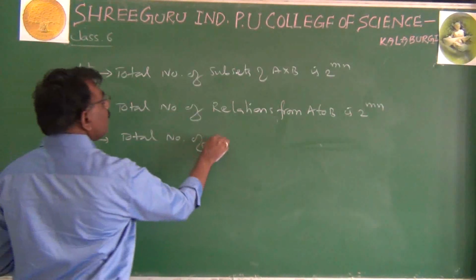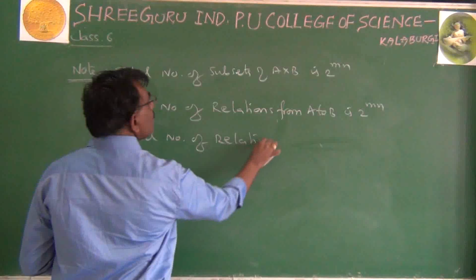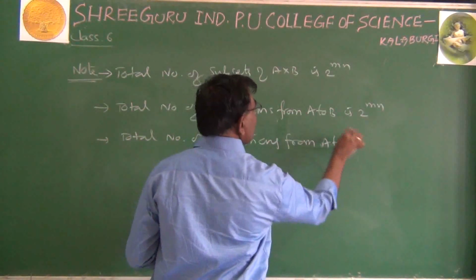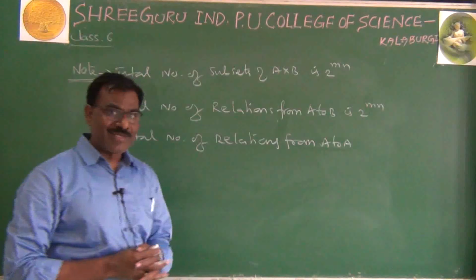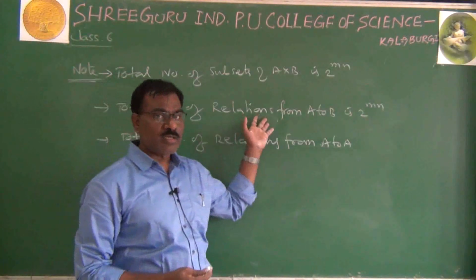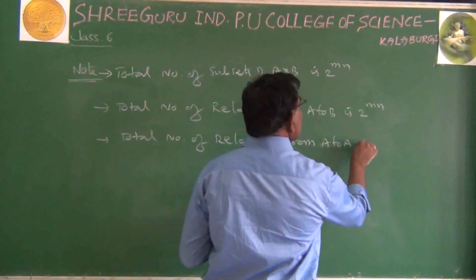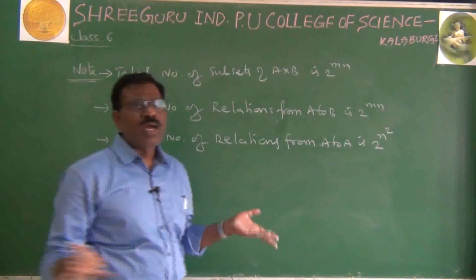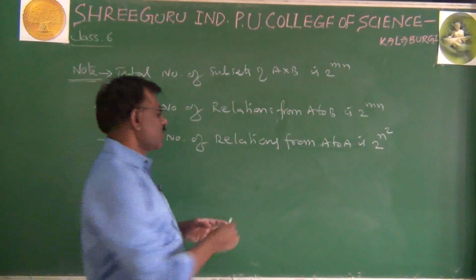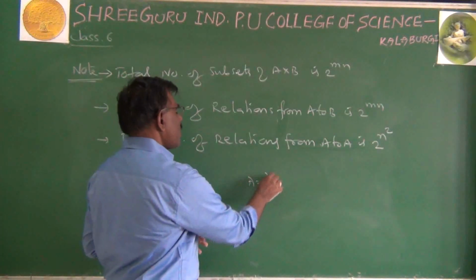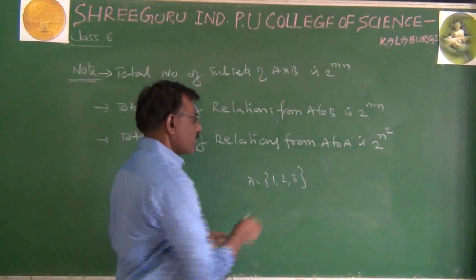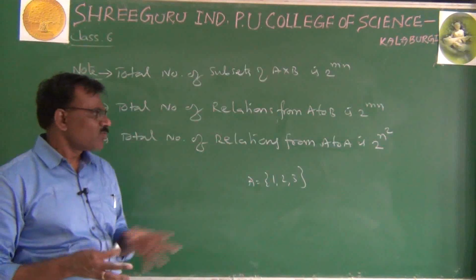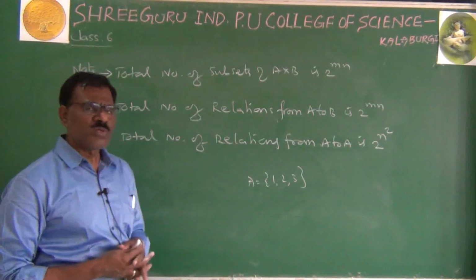Another: the total number of relations from A to A. Only one set, but in the previous case two sets were there. From A to A it is 2 to the power n square, or even m square. For example, set A is 1, 2, 3. Write the number of relations from set A to set A. From set A only, and it is understood. A to A is only one set.